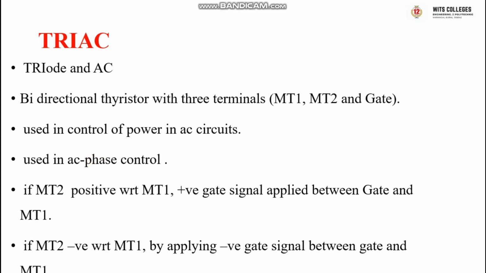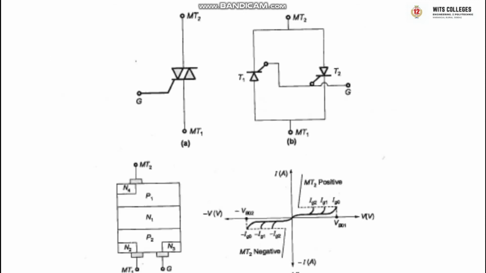If MT2, main terminal 2, is positive with respect to main terminal 1, a positive gate signal is applied between gate and MT1. If MT2 is negative with respect to MT1, a negative gate signal is applied between gate and MT1. So we can observe the modes of operation. Before that, observe the circuit symbol and layer construction. So this is the circuit symbol.